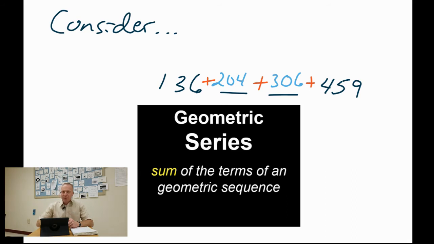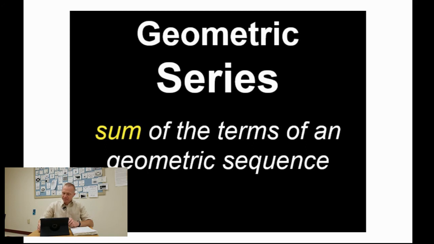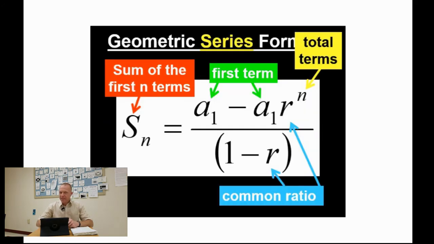I wonder if there's a formula for a geometric series. Well, there is, but it's a little complicated to create. So just for simplicity's sake here, I'm going to show you the formula. Is that all right with you? It's this. It's S sub n equals a sub 1 minus a sub 1 times r to the n, all over 1 minus r.